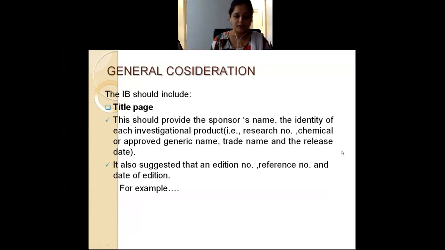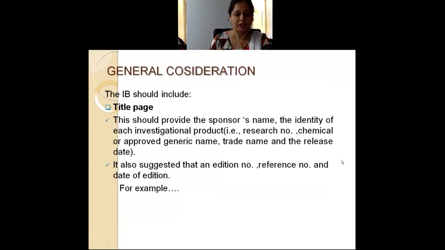Now, general considerations for the IB: the main priority is its title page. The IB should include a title page providing the sponsor's name, identity of our investigational product, that is, its research number, the chemical or approved generic name, its trade name, when the drug is going to be released in the market, also its edition number, reference number, date of edition. All these things should be included in the title page.